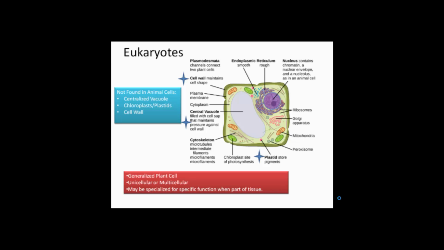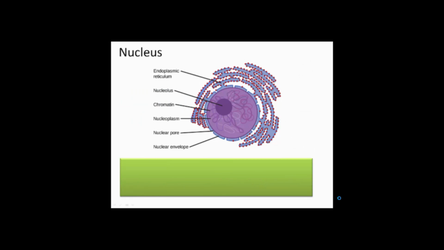Remember, big thing about plants is they can't get up and move around like animals. So they're more rigid, and one reason for that is their cell wall. So this is a generalized plant cell. Remember, we can have unicellular protists that have chloroplasts or multicellular plants. So once again, plants can have specialized cells as part of their tissues.